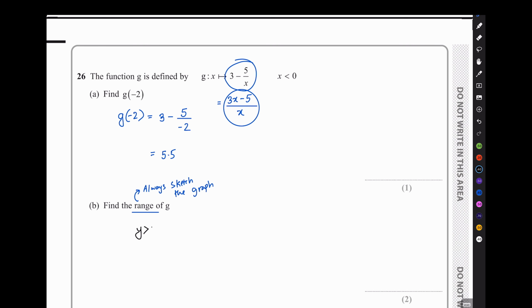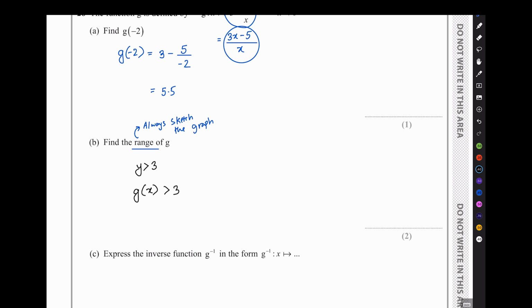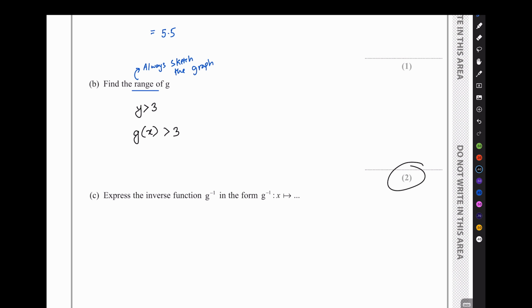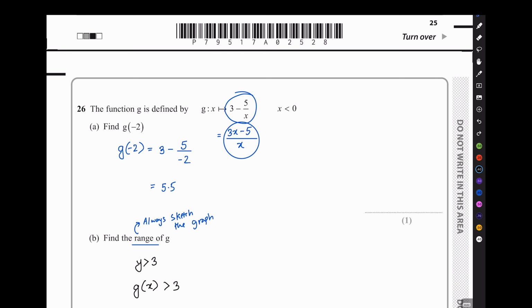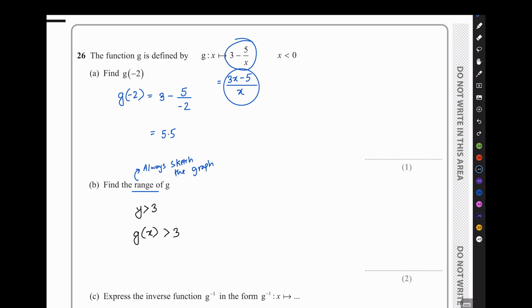Y greater than 3, or g of x greater than 3. All that work for just 2 marks. Yeah. I guess another method that you could do is, hmm, I guess you could actually form a table.